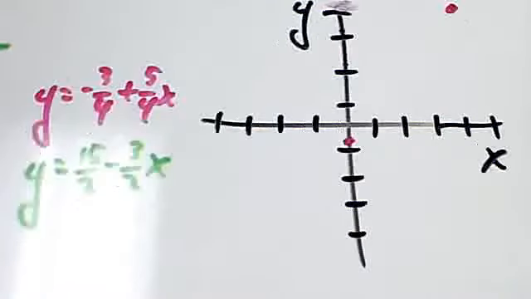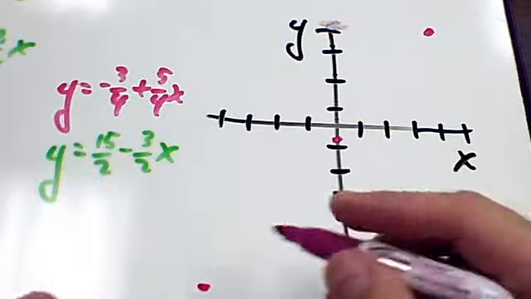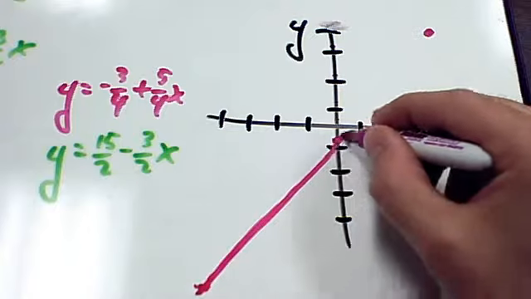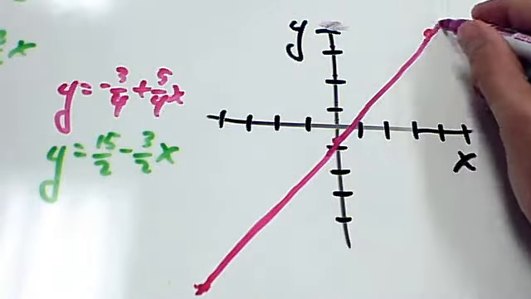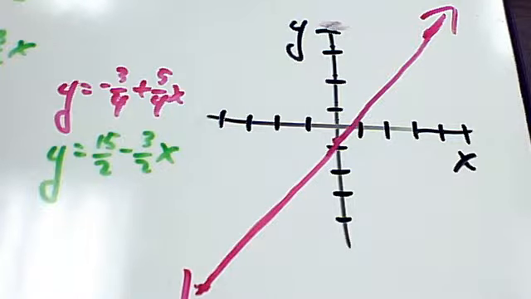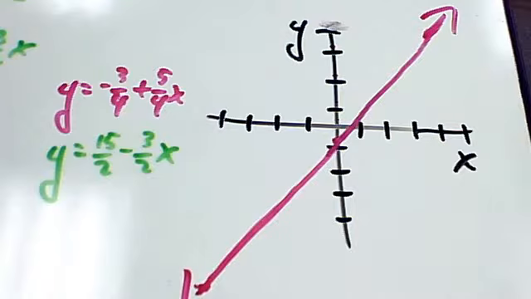Let me adjust this so everybody can see okay. So from there, we can connect our line. And that's the line, that's the purple equation. Okay, so now we have the green one.